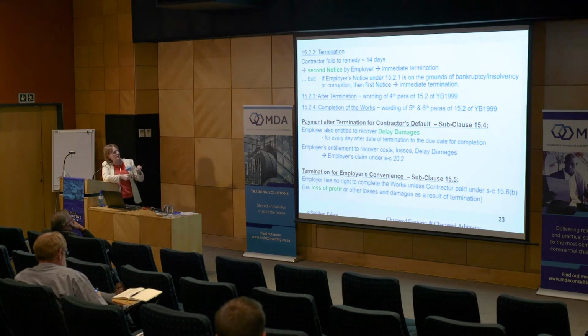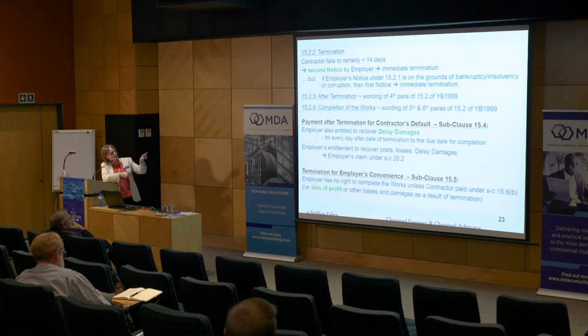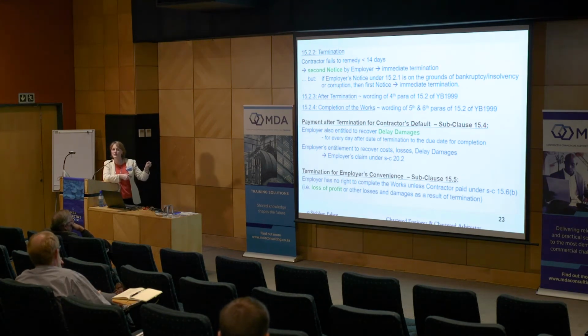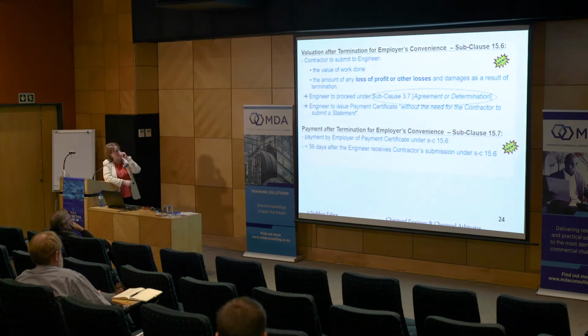I'll skip through these because I think I'm starting to run out of time, but I've mentioned already this idea of delay damages. If the contractor is in default, not only does the employer have the right to terminate the contract, but he has the right to keep the delay damages. Okay, so that's another important point to remember, the idea of loss of profit. So when you're talking about valuation after termination, which causes so much difficulty, we built in a provision for the engineer to go through 3.7 agreement of termination. And you know that's the first step then to get to DAB under a dispute if necessary.